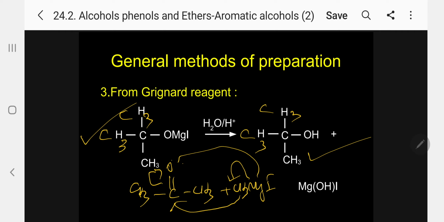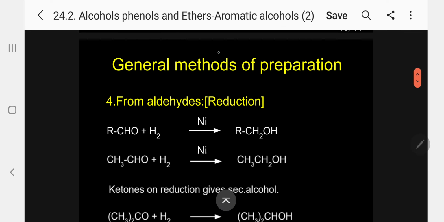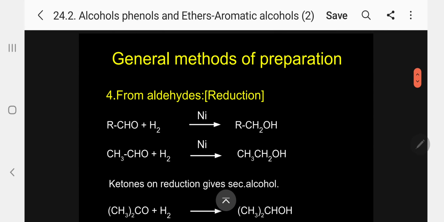Let me repeat the sentence again. Formaldehyde gives primary alcohol. Any other aldehyde other than formaldehyde gives secondary alcohol. Any ketone gives tertiary alcohol. This is a very, very important method using Grignard reagent. Now, the fourth method: from aldehydes we can prepare alcohols by simple reduction, that is by passing hydrogen in presence of nickel.